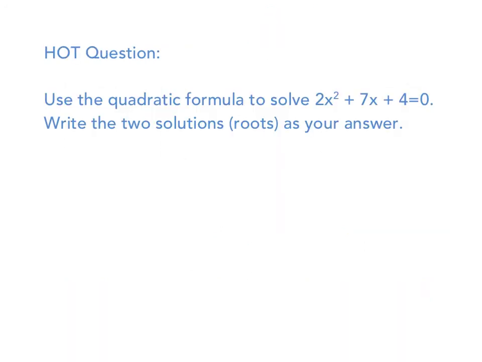Now your hot question. I want you to try to use the quadratic formula that you just learned to solve 2x squared plus 7x plus 4. Remember, you are just substituting your values and finding your two solutions or roots. So I want you to write in your answer when you evaluate x equals whatever the answer is, and then x equals whatever the other root is. Good luck.